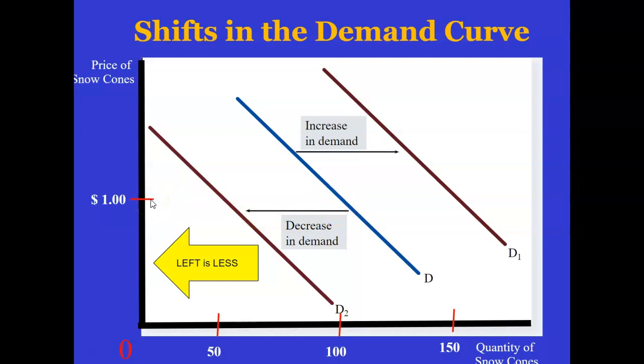If we take a look at $1 as the price point and you go across here, at $1 you would make about 100 at the normal demand curve. If you instead go here, you'll see that the quantity demanded would be more like 50 at $1 if the demand curve decreases. And if the demand curve increases and moves to the right, you're going to have 150 quantity of snow cones demanded. So what we're talking about here is the quantity demanded. We'll be looking at shifters of supply later on.